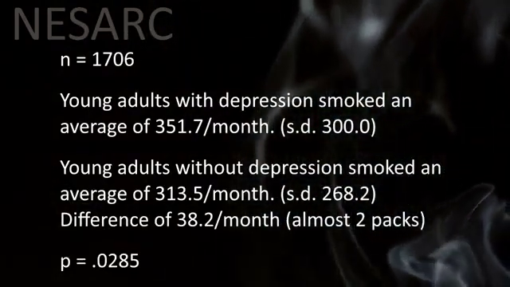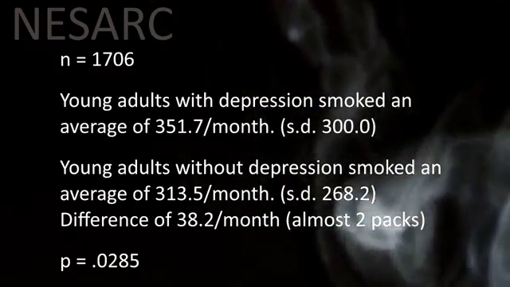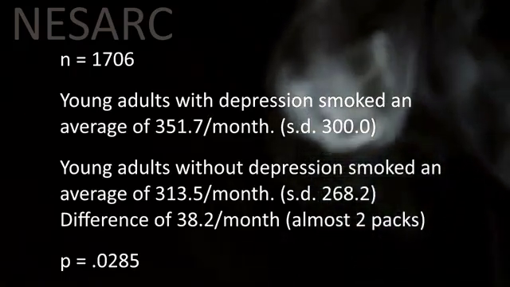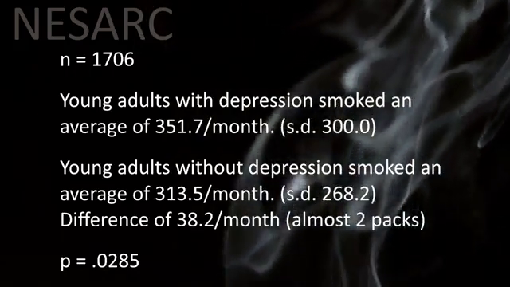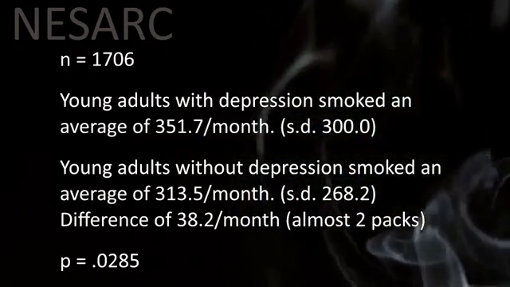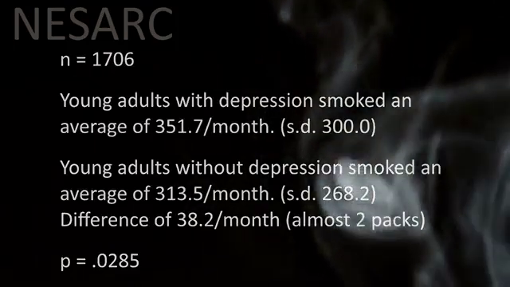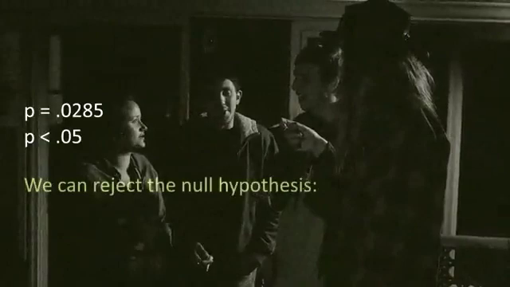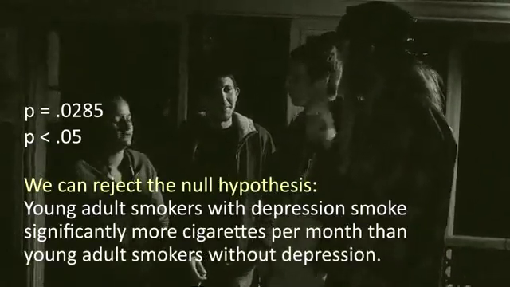The p-value of this revised scenario is 0.0285, obviously less than 0.05. This means that the probability that we would get a difference of this size in the mean number of cigarettes smoked in a random sample of 1,706 participants is less than 3%, which is a p-value of less than 0.05. So in this case, we can reject the null hypothesis and say that young adult smokers with depression smoke significantly more cigarettes per month than young adult smokers without depression.